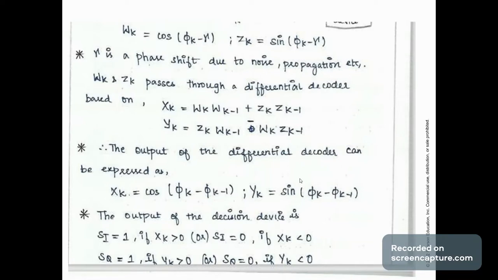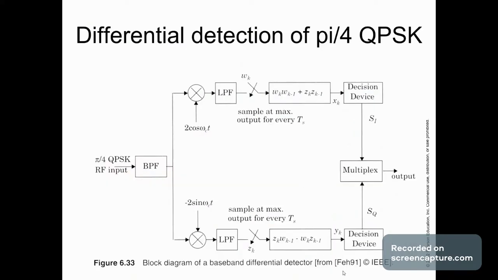So what is x of k and y of k? They are the differential encoders. So del is a phase shift due to propagation. Differential encoding happens by a rule. So you have decision devices. Decision devices check whether 1 or 2 is transmitted, and the multiplexer combines and you get your original signal.